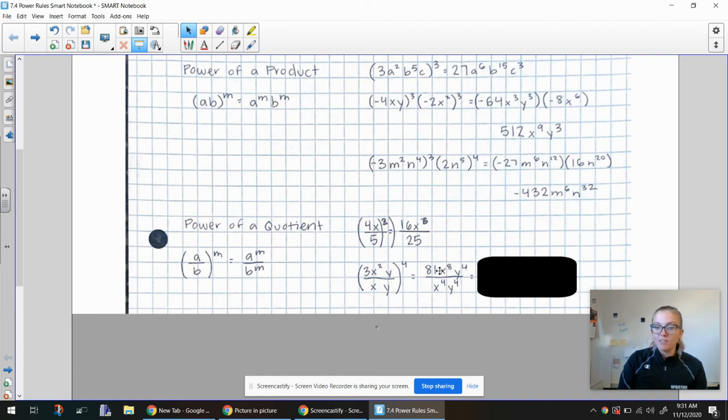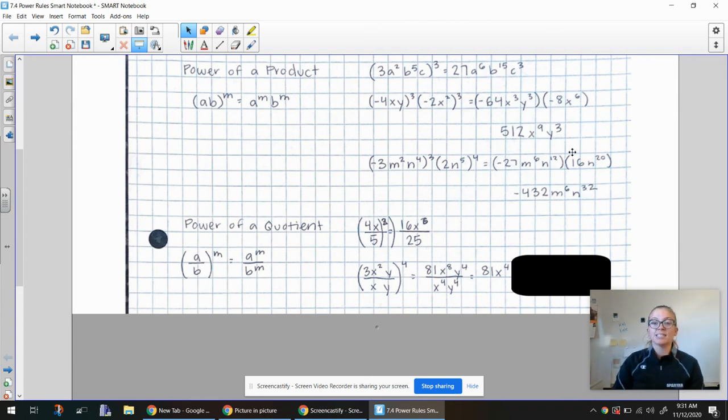Now I'm going to use my division property of exponents to simplify even more. So x to the eighth over x to the fourth. When we divide exponents with the same base, we subtract the exponents. So 8 minus 4 is 4. So that leaves me with 81x to the fourth. y to the fourth over y to the fourth: 4 minus 4 is 0, and anything to the 0 power is 1. So we don't even need to write the y. We're left with 81x to the fourth.